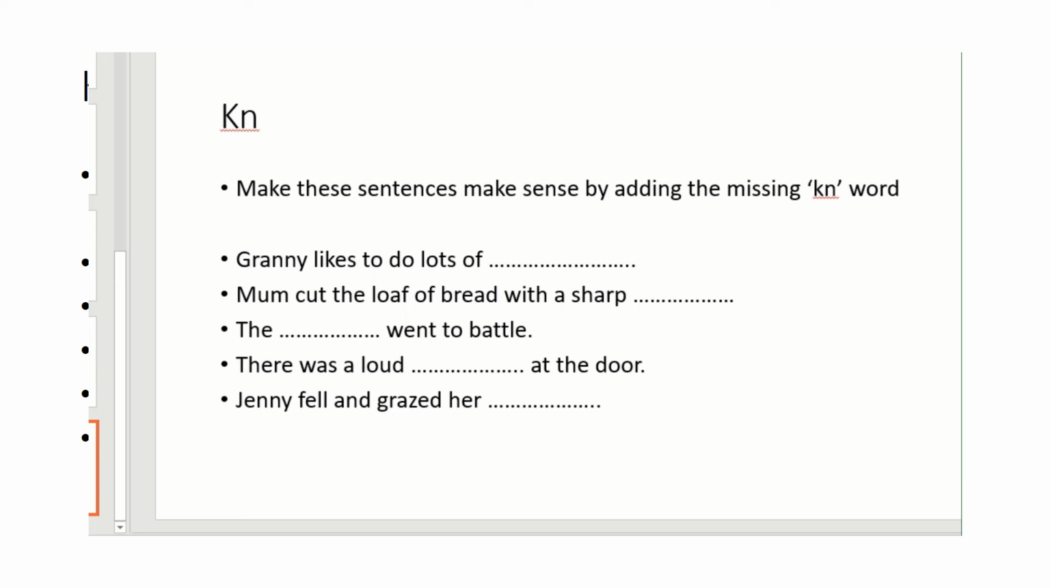Now then, again, look, I've got some sentences. Make these sentences make sense by adding the missing N word. So, Granny likes to do lots of. Mum cut the loaf of bread with a sharp. The went to battle. There was a loud at the door. Jenny fell and grazed her. I wonder if you can put in the missing word.